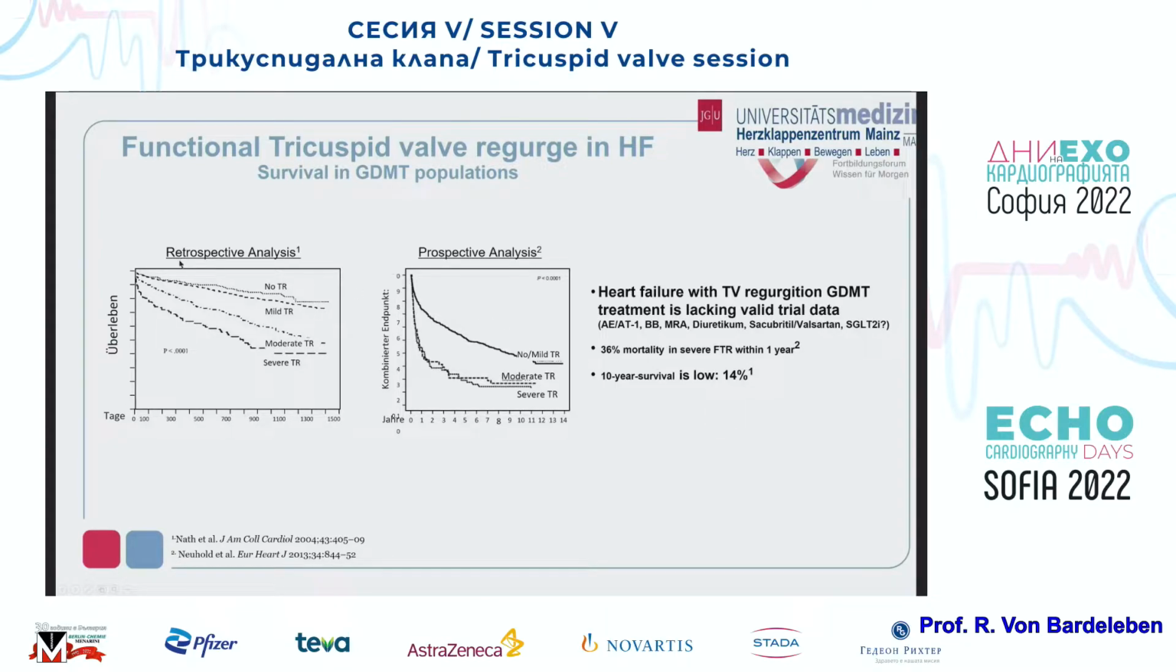And you see a retrospective analysis in a human population, but also prospective analysis. And what you can nicely see, both in the publication by Nath from 2004 and the newer publication by Neuhold in the European Heart Journal in 2013 with the prospective analysis, is that moderate or severe TR, and especially the newer forms of massive or torrential, are harmful to survival. And you see that the 1-year mortality can be as high as 36% in 1 year, and the 10-year survival is very low with only 14%. So 86% of the patients die.